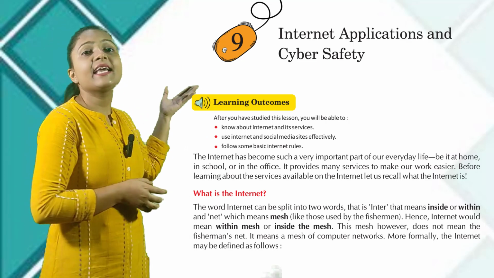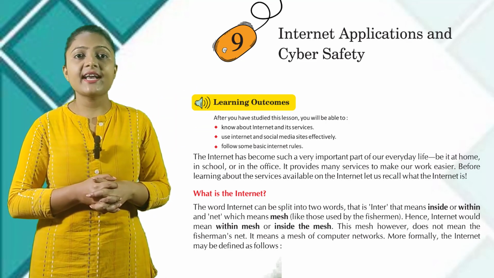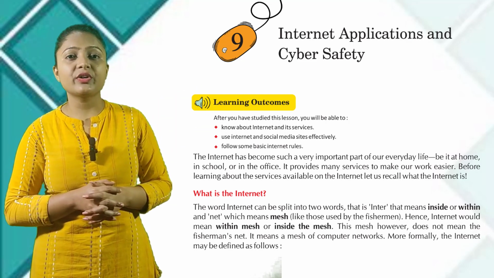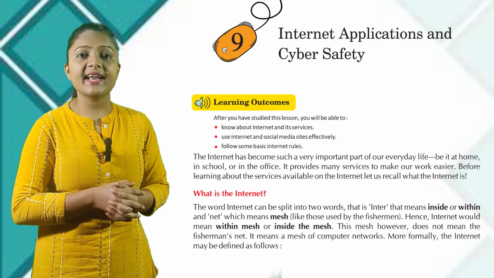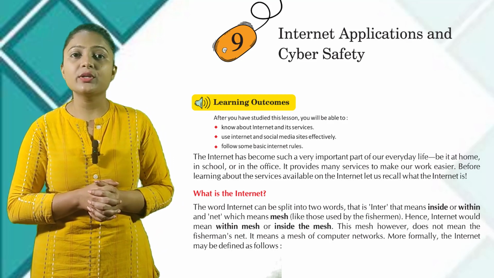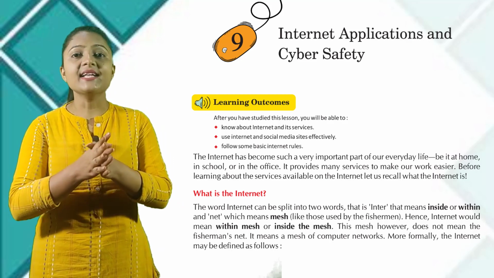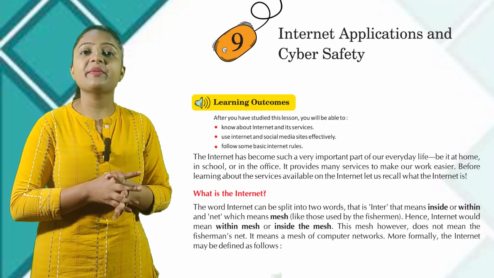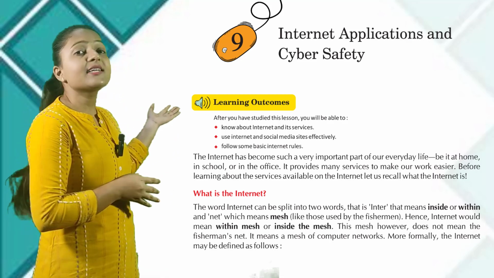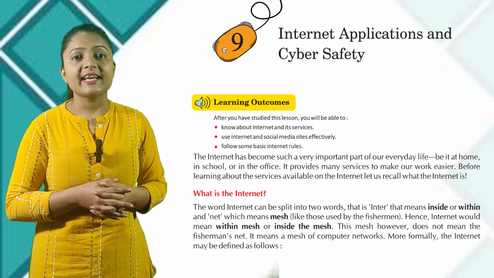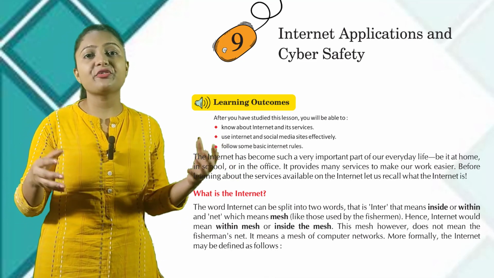What is the internet? The word internet can be split into two words, inter, which means inside or within, and net, which means mesh, like those used by fishermen. Hence, internet would mean within mesh or inside the mesh. This mesh, however, does not mean a fisherman's net. It means a mesh of computer networks.